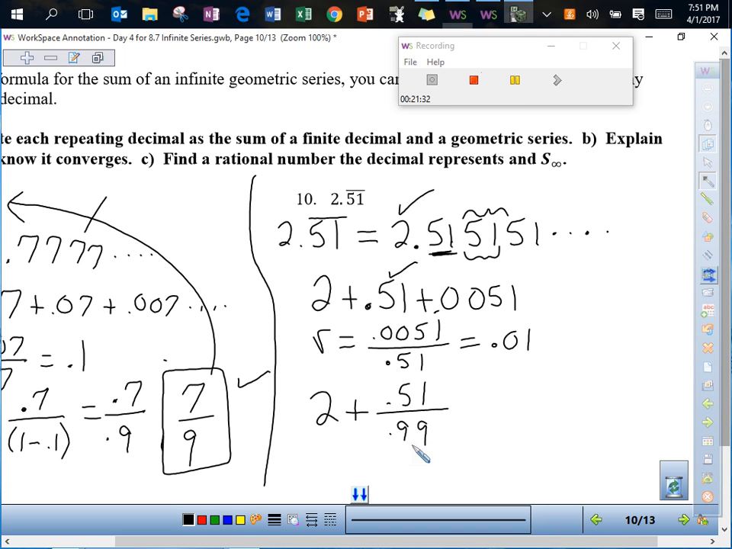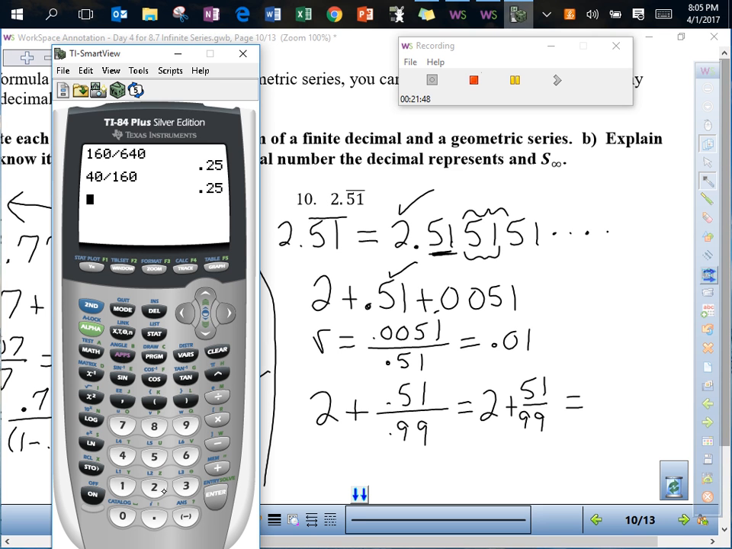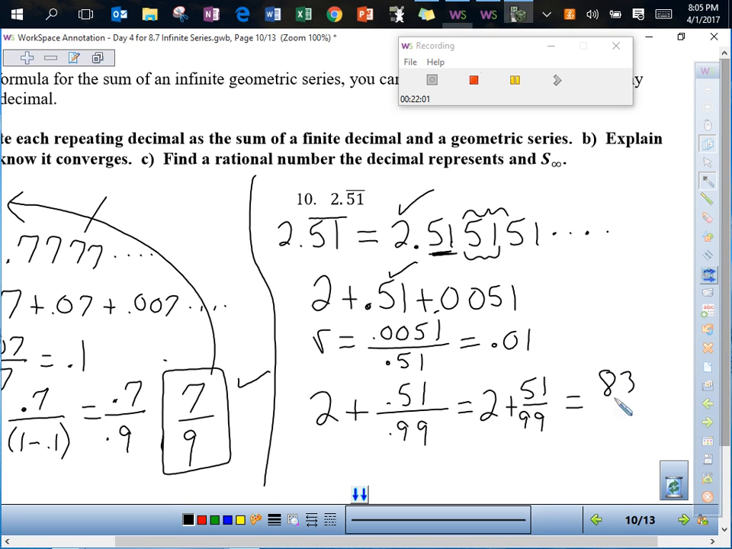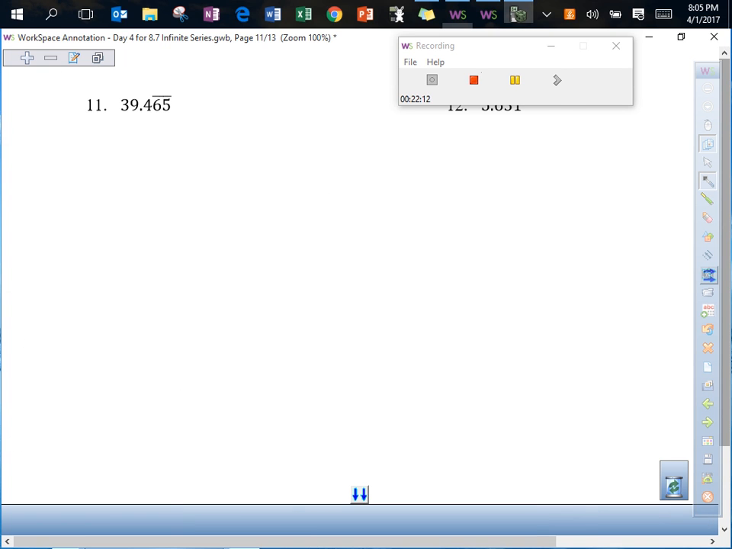So there's where I am for a second. So this really becomes 2 plus 51 over 99, which isn't our answer. 2 plus 51 over 99. So there's that decimal, so that looks good. Math, enter, enter. Here's my answer, 83/33. So there's 2 down. Let's come over to your number 11.